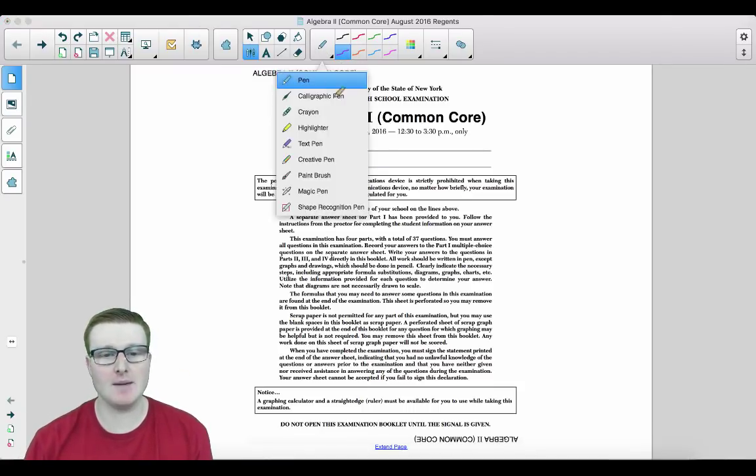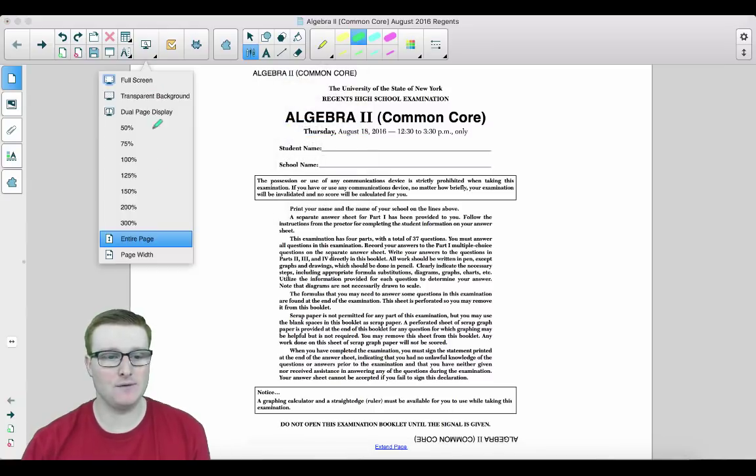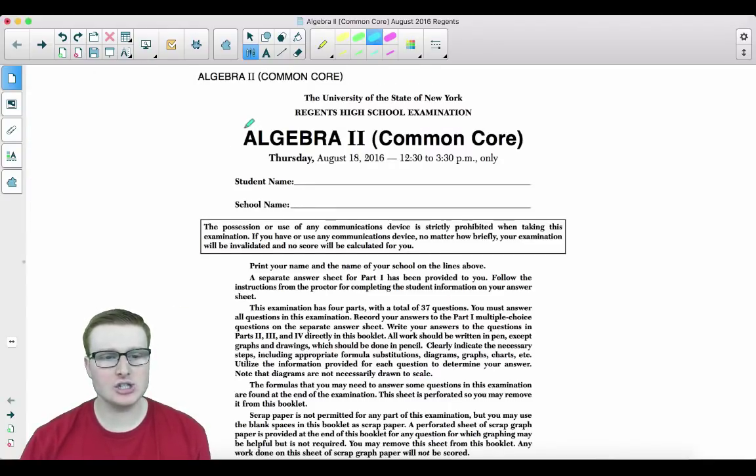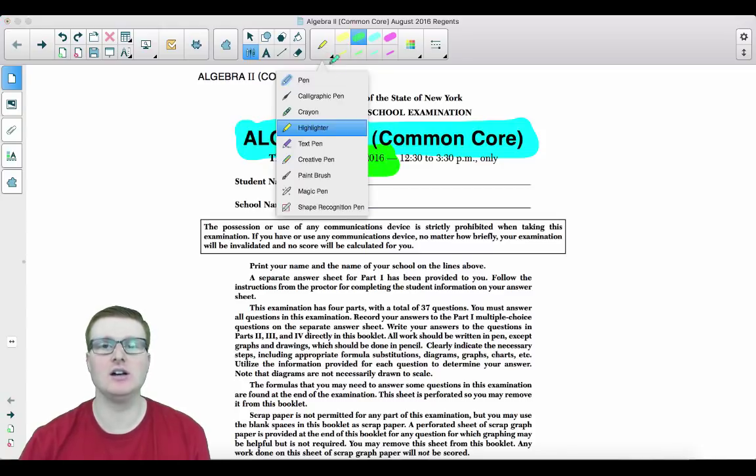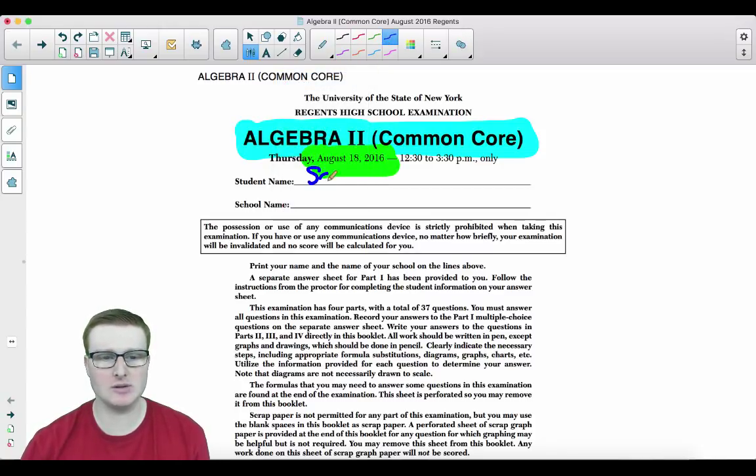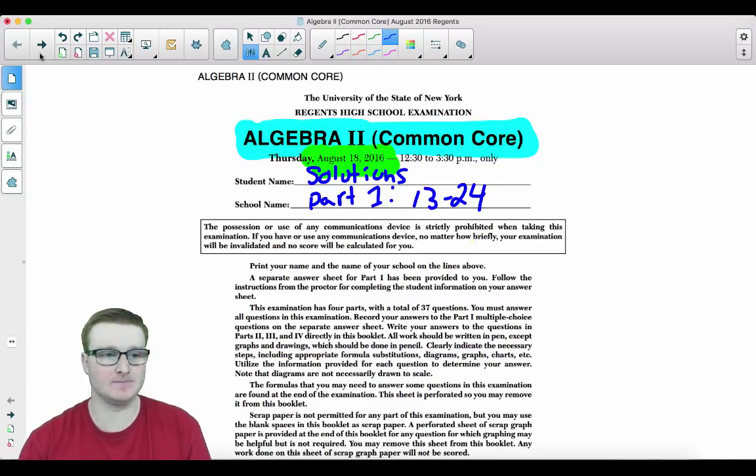This is the Algebra 2 Common Core exam for the August 2016 administration. Oh yeah, we got lots of work to do. These are going to be the solutions to Part 1, questions 1 through 15 of this exam. These are the second half questions of the multiple choice section.